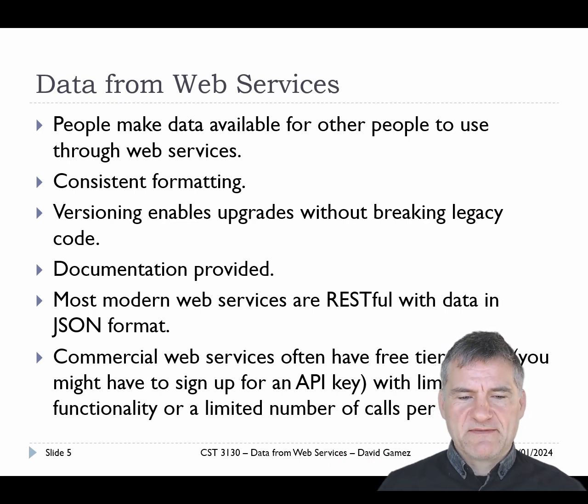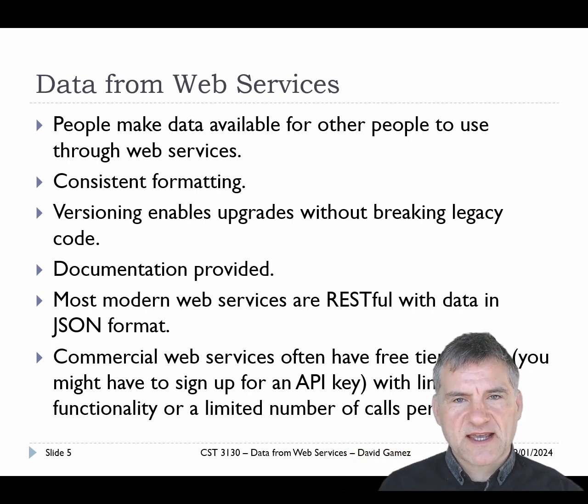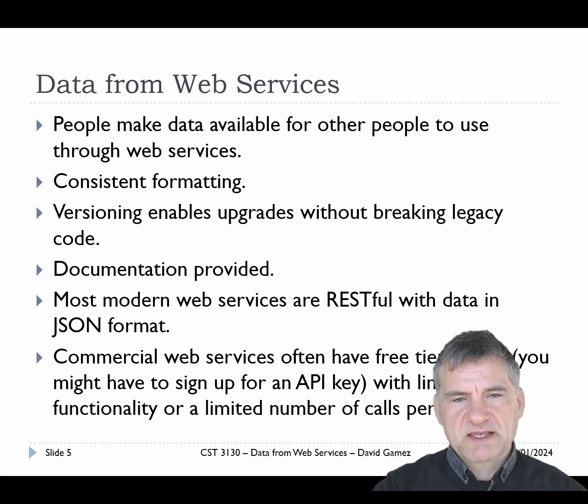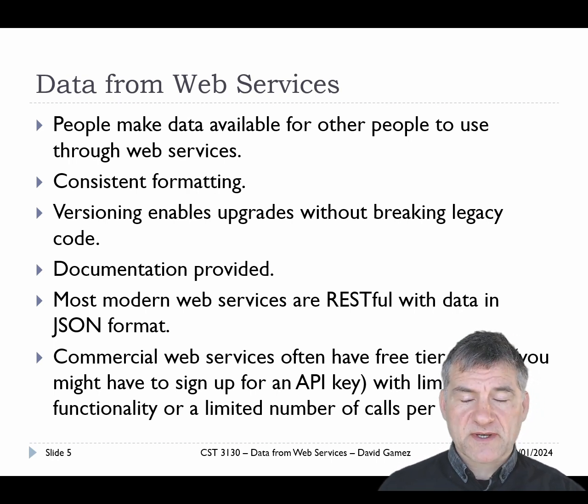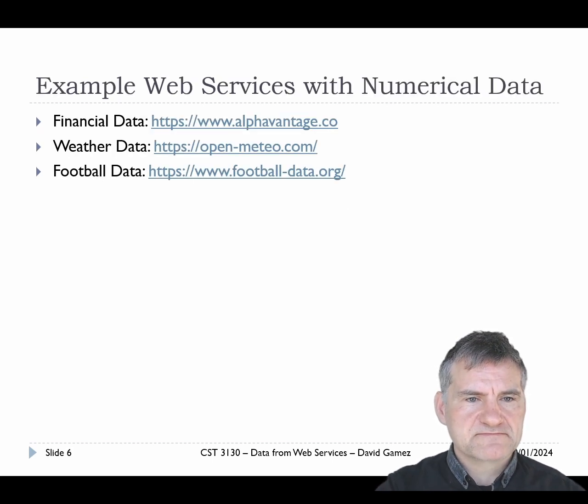Commercial web services, there are quite a few of them providing things like financial data. These often have free tier access. You sign up, you get a free API key, and then you often have limited functionality on the free plan. So you might have a certain number of requests or certain types of data available on the free plan. And obviously if you pay more, you can get the full data if you wanted it. But for the purposes of coursework 2, there are plenty of ones with a usable free plan out there that you can use in your projects.